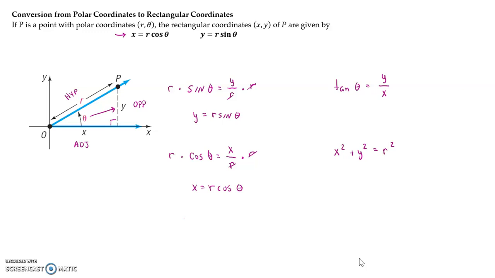So if you're given an r value and a theta value, you can go ahead and use those to convert to rectangular coordinates. And if you're given x and y values, then you could go ahead and use your tangent equation and your Pythagorean theorem so that you can actually convert it to polar coordinates.